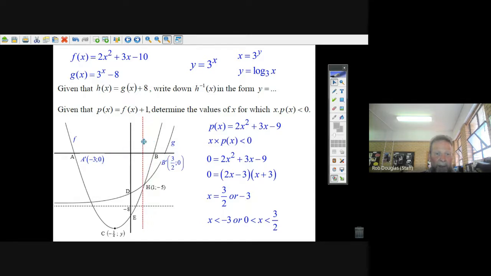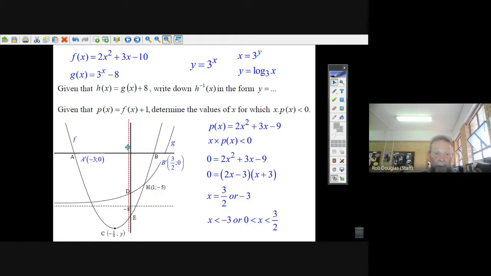Now look, everything's working here. Positive, negative, until I get to x is 0. Now it won't be negative. It'll just be nothing. So I've got to stop there. That's why my first answer is x is less than 3 halves, but greater than 0.